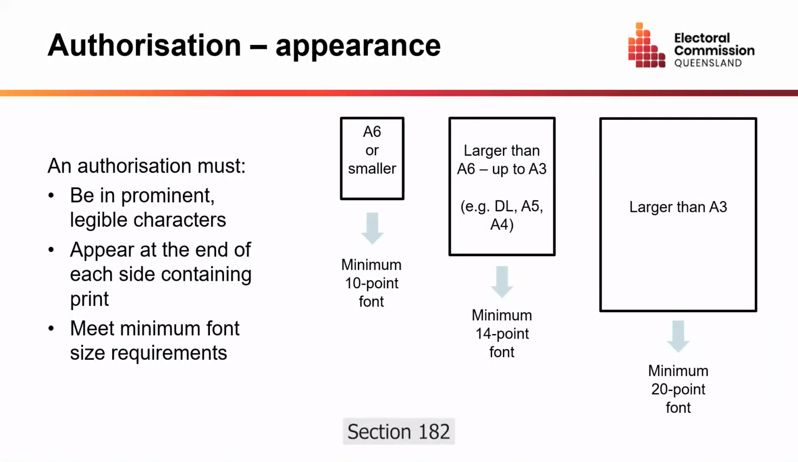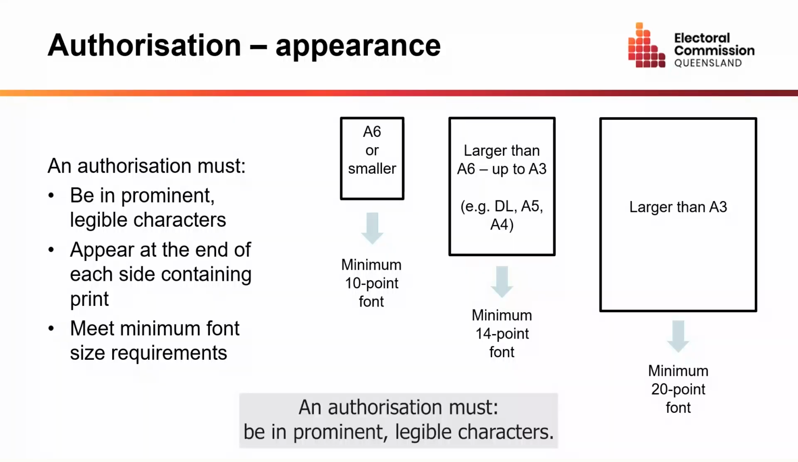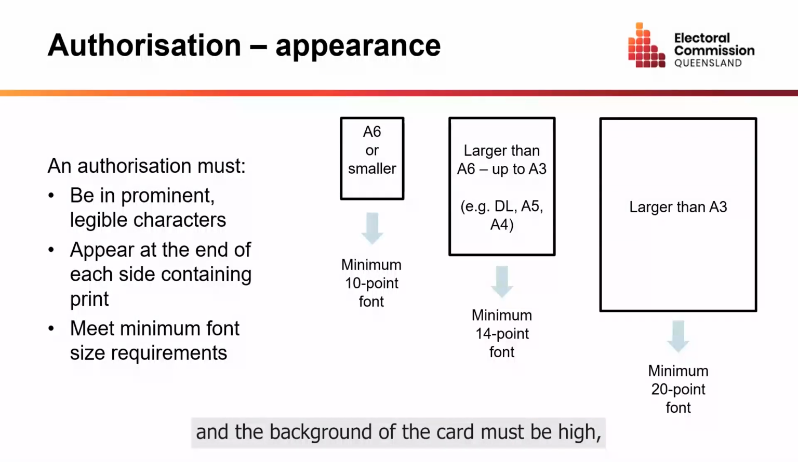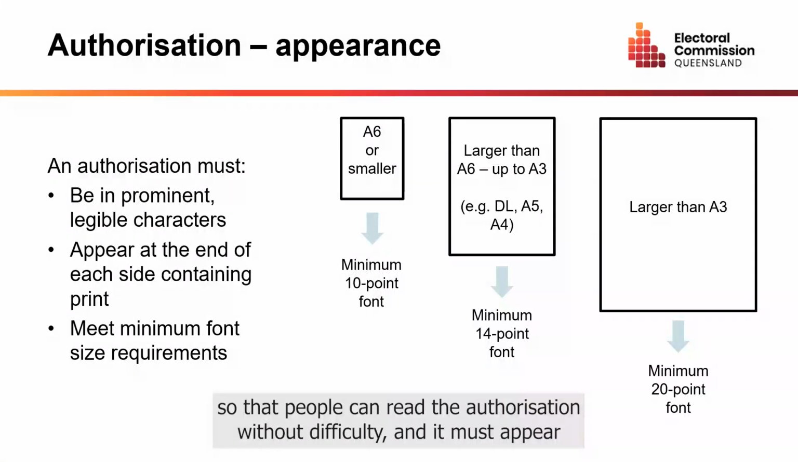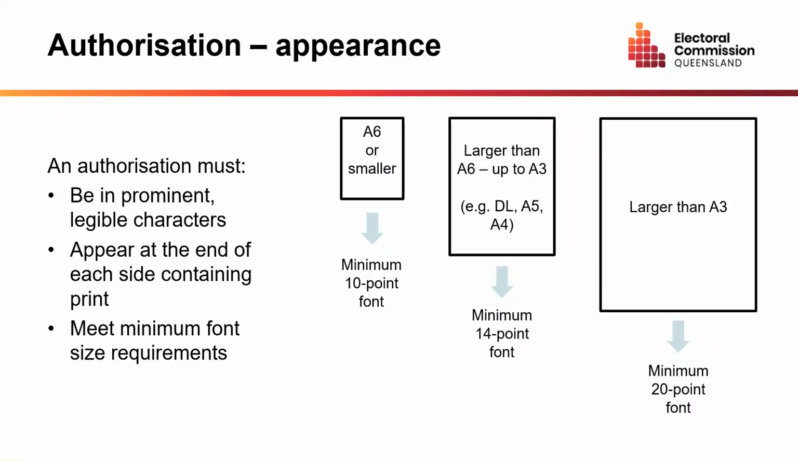Section 182 of the Electoral Act also sets out how an authorisation must appear. An authorisation must be in prominent, legible characters. For example, the contrast between the text of the authorisation and the background of the card must be high so that people can read the authorisation without difficulty. And it must appear at the end of each side of a How to Vote card that contains print.